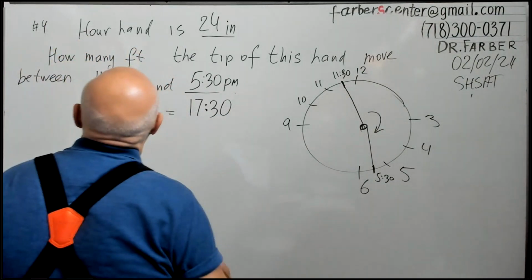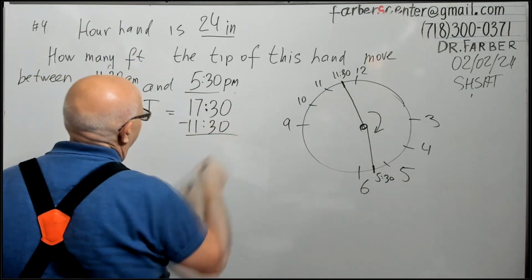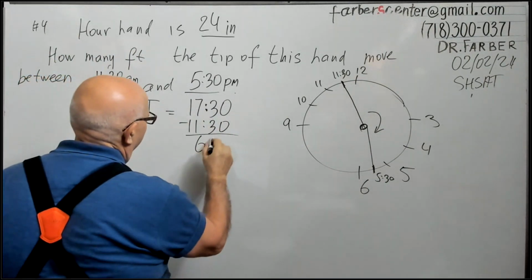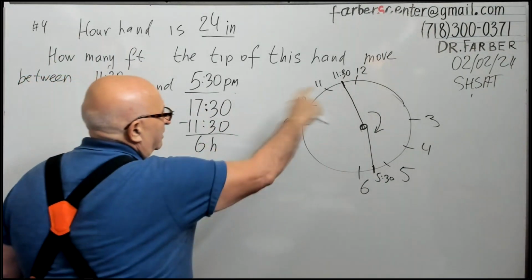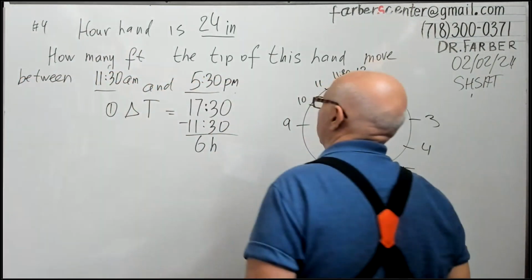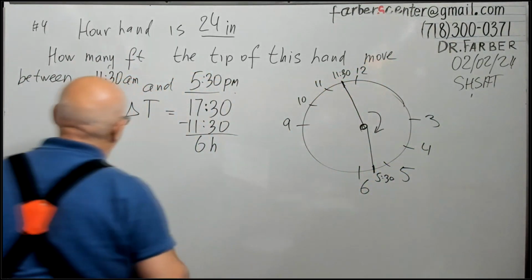So 17:30 minus 11:30. How many hours pass? 6 hours. Between this and this, 6 hours. You can go by this one, but this is fast. Okay, now step number 2.